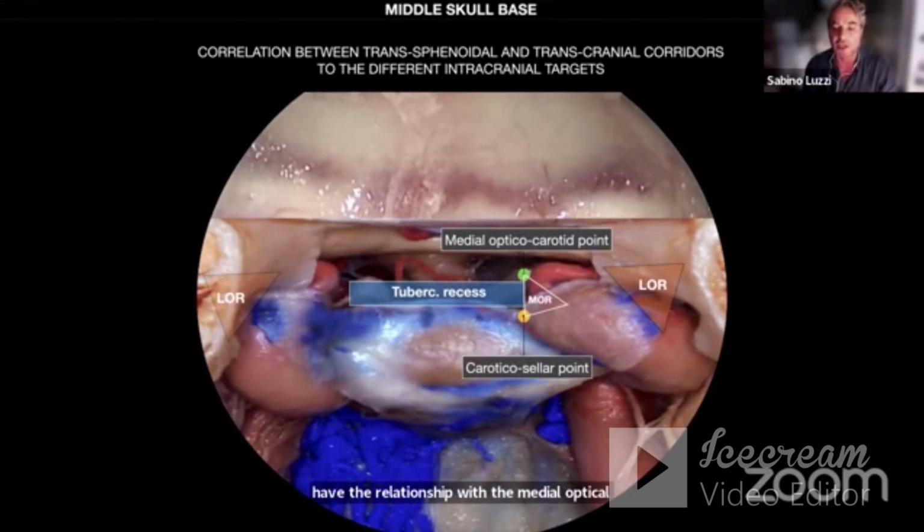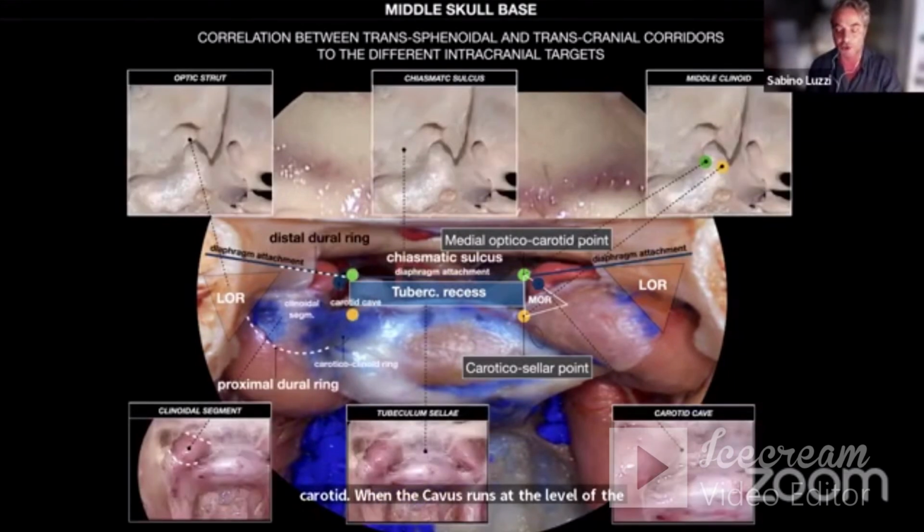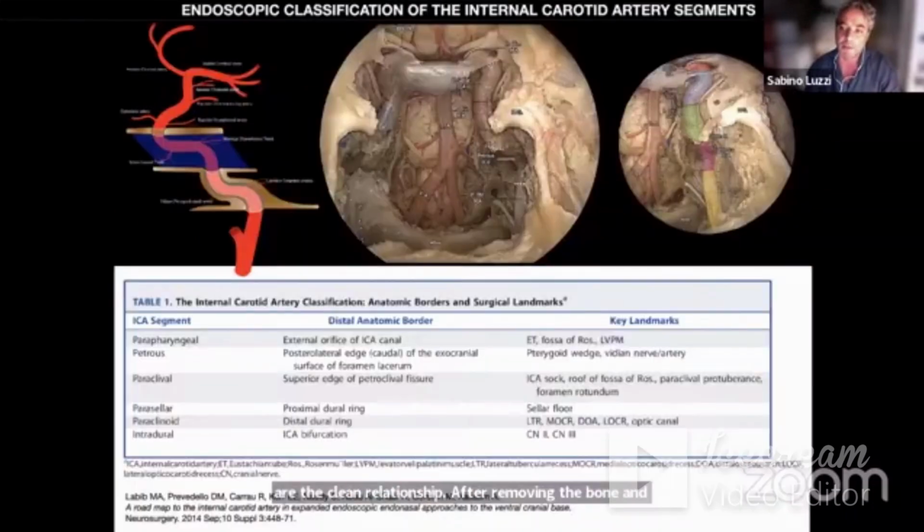We see the lateral OCR that basically corresponds to the optic tract, that is one of the three points of attachment of the anterior clinoid process here. And then we have the caroticoclinoid point that is the most medial part of the cavernous carotid when the cavernous carotid runs at the level of the lateral part of the sphenoid body. And once again, these are the clear relationships after removing the bone and leaving the dura here. When we talk about this kind of approach, these are mainly not transfacial, but endoscopic endonasal approaches where we use basically the facial corridors to approach some intracranial lesions.